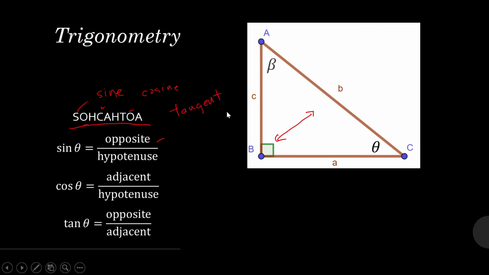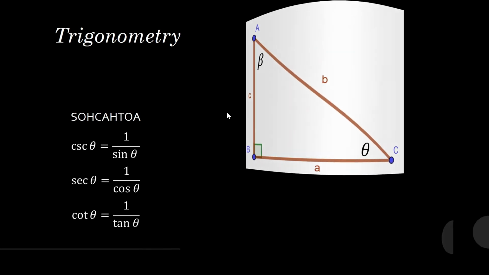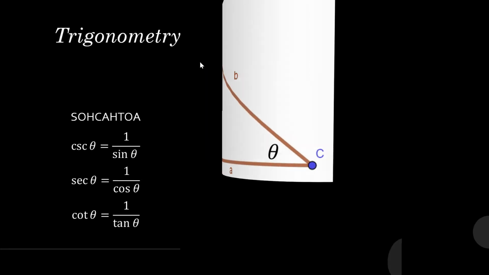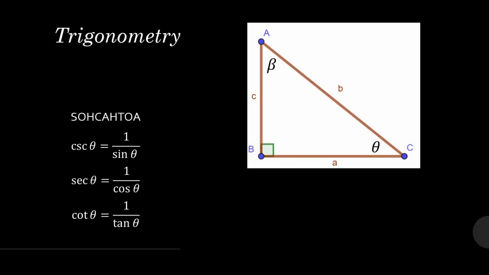Of course, you know that there is another set of trigonometric functions, and these are the reciprocals of your sine, cosine, and tangent. Cosecant of theta is the reciprocal of your sine function. Secant is the reciprocal of your cosine function. And this one, you read as cotangent.